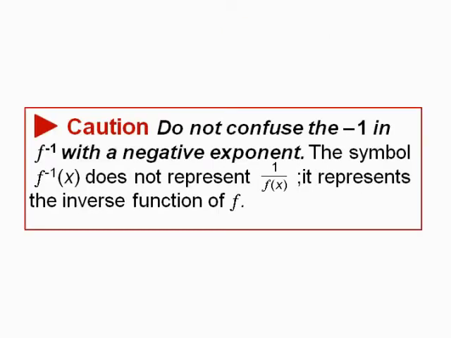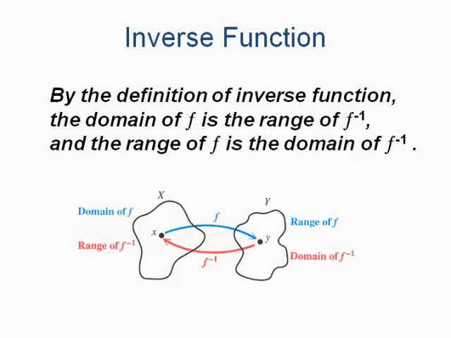Now be careful here. Do not confuse the minus 1 in f of minus 1 with negative exponents that you have learned in the past. The symbol f minus 1 or f inverse of x does not represent 1 over f of x, because remember that's the negative exponential rule. It represents the inverse function of f. So it is just a new symbol to write inverse notation.